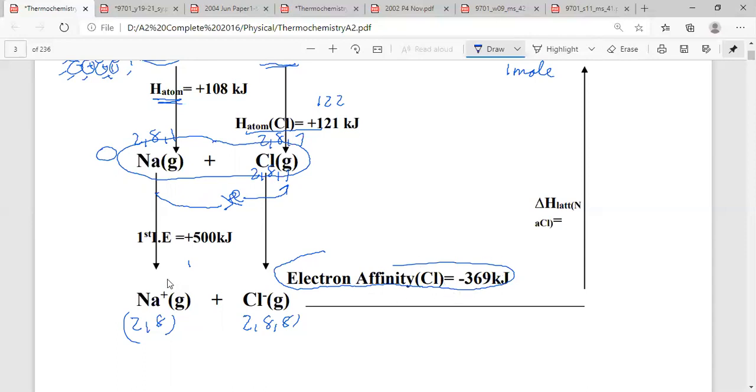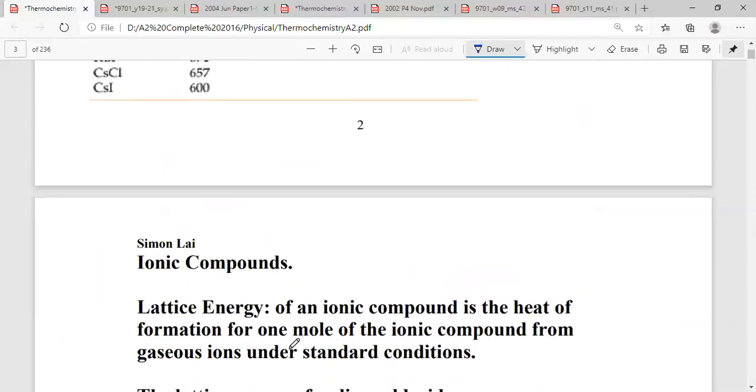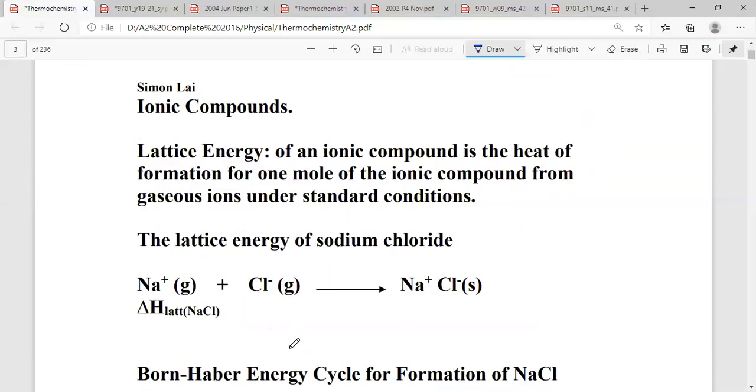Okay, so now these two are ready to attract each other. Talk about bonds. Earlier for HCl, the attraction to form was covalent bonds. Here the attraction is what? It's between ions. From here to here, this is called the lattice energy. Okay, now let's look at the definition for lattice energy. Lattice energy is of an ionic compound. Remember, lattice energy is always for ionic compounds, whereas bond energy is always for what? It's always for covalent compounds.